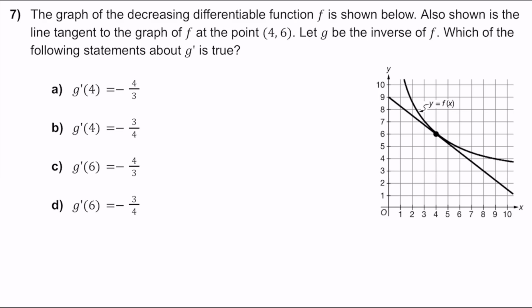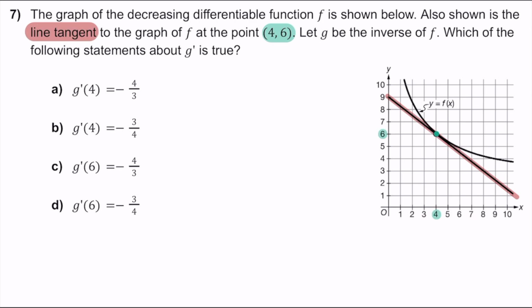The graph of the decreasing differentiable function f is shown below. Also shown is the line tangent to the graph of f at the point (4, 6). Let g be the inverse of f. Which of the following statements about g prime is true? Alright, so the tangent line is this line over here, and the point of tangency is this point right here at (4, 6).